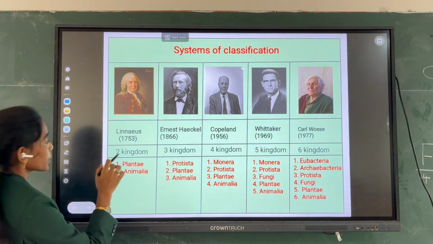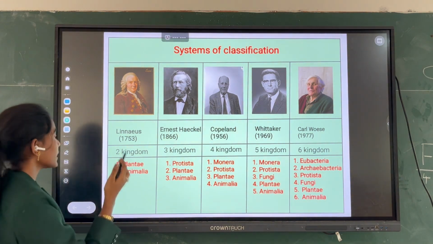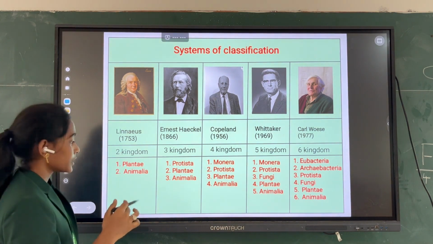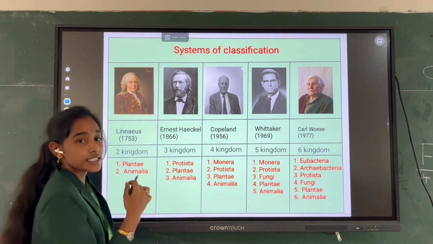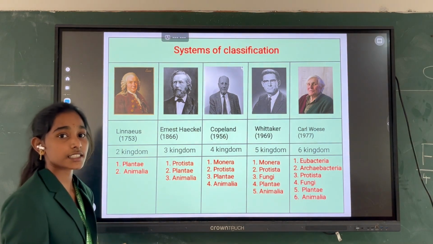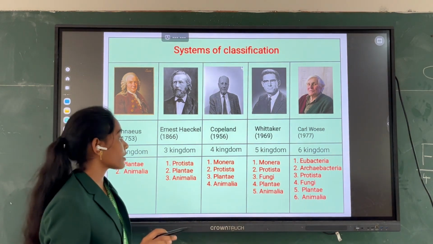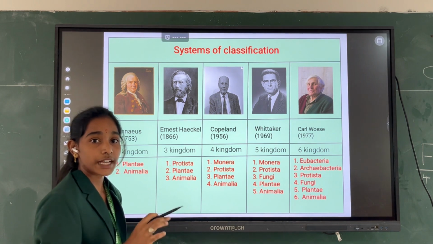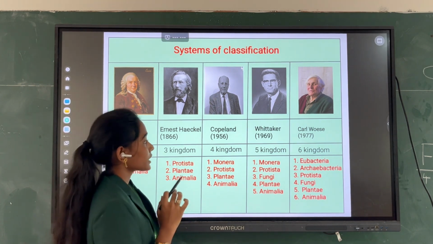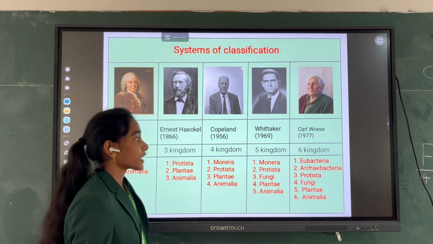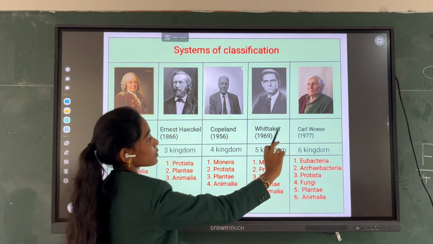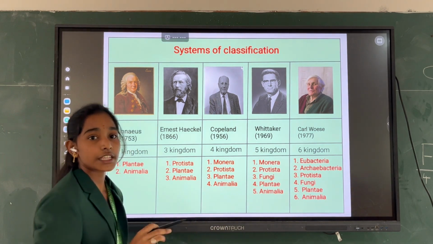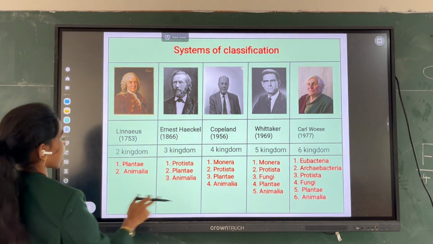Now we are going to see some systems of classification. Two kingdom classification was given by Linnaeus in 1753, and three kingdom classification was given by Ernst Haeckel in 1866. Four kingdom classification was given by Copeland in 1956, five kingdom classification was given by Whittaker in 1969, and six kingdom classification was given by Carl Woese in 1977.